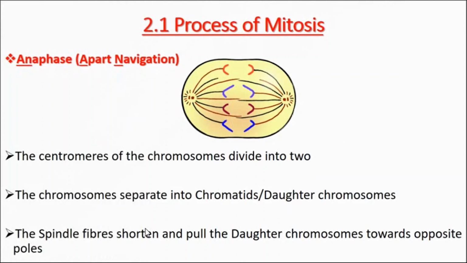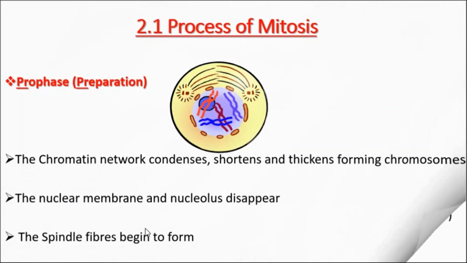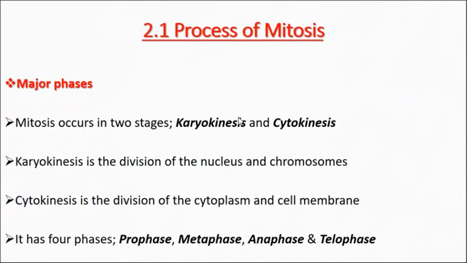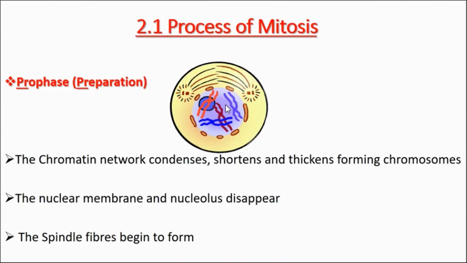As I did say, we have two major phases: karyokinesis and cytokinesis. Karyokinesis is the division of the nucleus and chromosomes, and cytokinesis is the division of the cytoplasm and cell membrane. As you can see here, the chromosomes are involved and the nuclear membrane is involved. It is said the chromatin condenses, forming chromosomes. The nuclear membrane and nucleolus disappear.